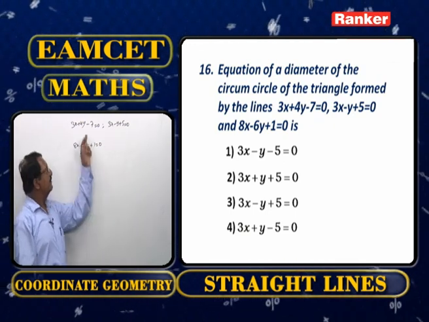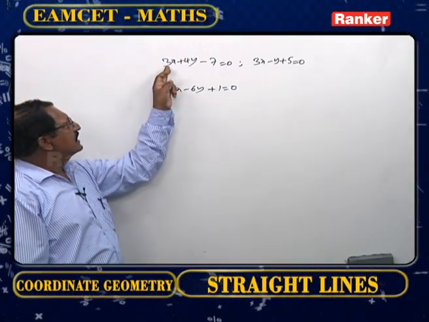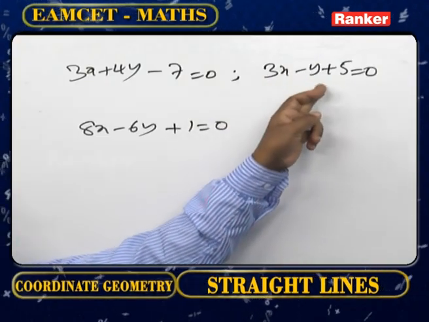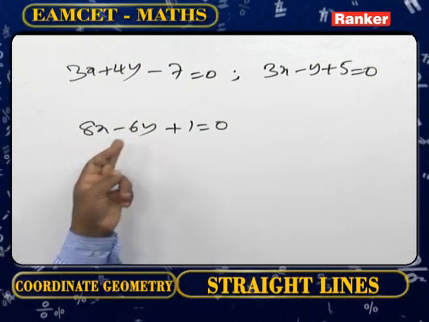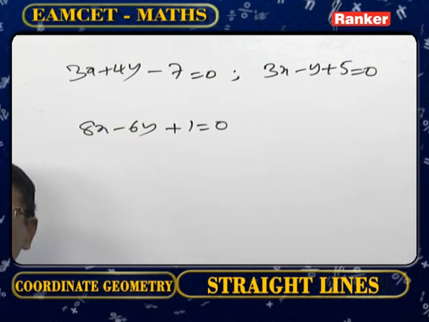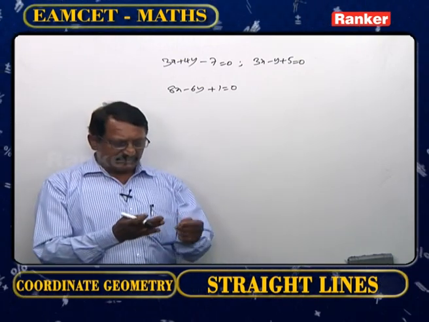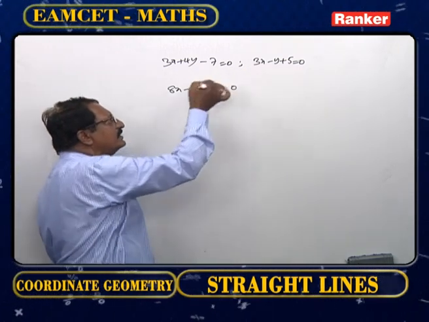Now, given the equations of three sides of the triangle. One side equation is 3x + 4y - 7 = 0, the second is 3x - y + 5 = 0, and the third equation is 8x - 6y + 1 = 0. Now, we require the equation of the diameter of the circumcircle of the triangle formed by the given three lines.